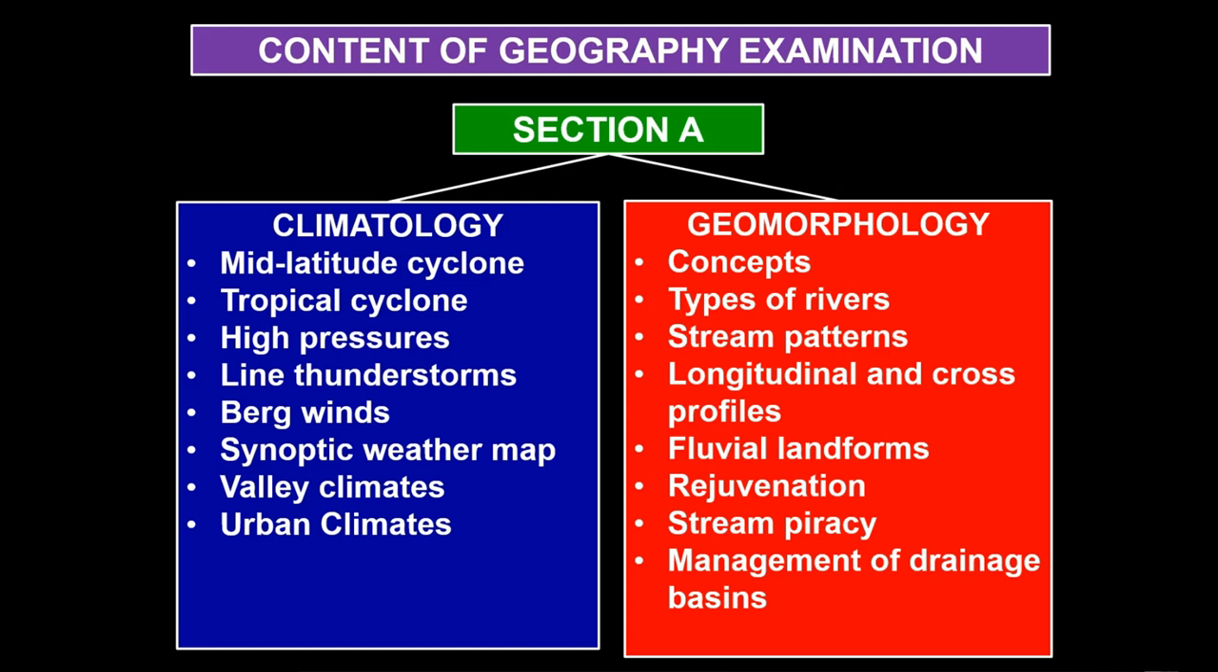Then our next one is valley climate. Interesting. It is a climate on its own. And that is also one of the sections, valley climates, that can come up in your map work section. Right, and then our last one that we're going to be covering in climatology will be urban climate.